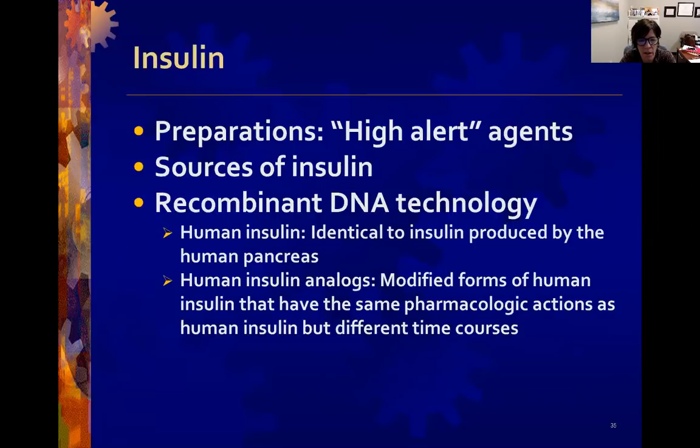Again, I already said that high alert. It's a recombinant of DNA technology. Human insulin is identical to insulin produced by the human pancreas. Then there's analogs, which are modified forms of human insulin, have the same pharmacological action, but a little bit different in time course. Again, when we talk about onsets and peaks, some of them are a little bit different if it's a different analog of the insulin.